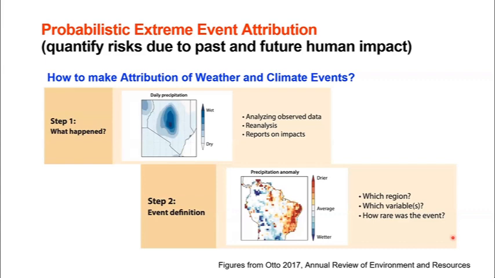In this type of study, we try to quantify the risk due to the human impact, from the past or in the future. But how do you make this attribution for a weather and climate event? The first step, in this review paper by Otto et al., is that you have to say what happened. And the second step is you have to have a clear event definition. So you have to think about events instead of indices.